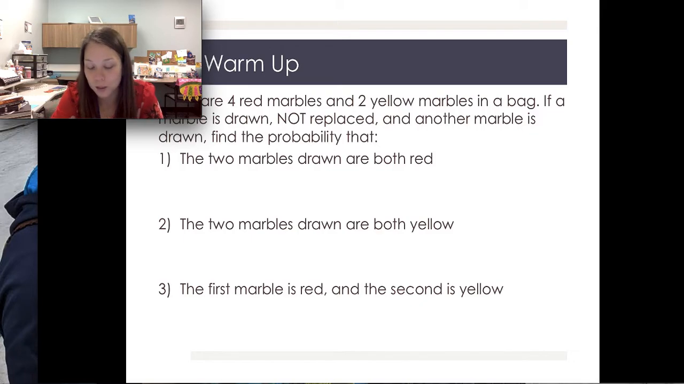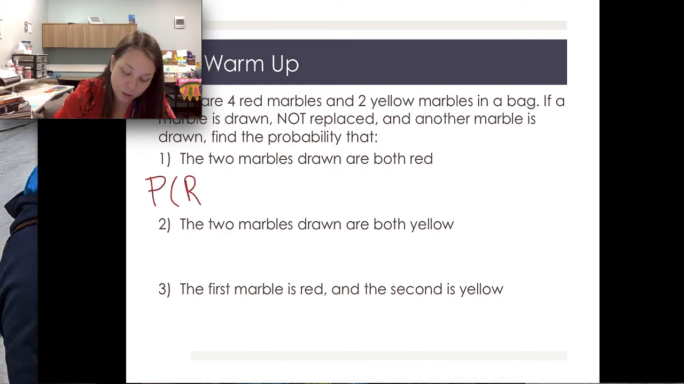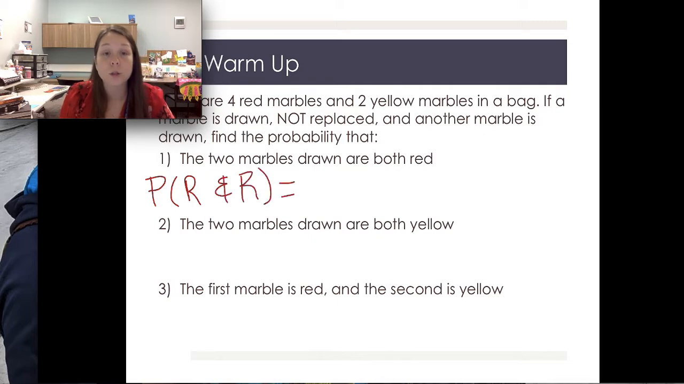There are 4 red marbles and 2 yellow marbles in a bag. If a marble is drawn, not replaced, and another marble is drawn, find the probability that the 2 marbles drawn are both red. So the probability that the first one is red and the probability that the second one is red. The probability that the first one is red is 4 out of 6. There's a total of 6 marbles, 4 of which are red.